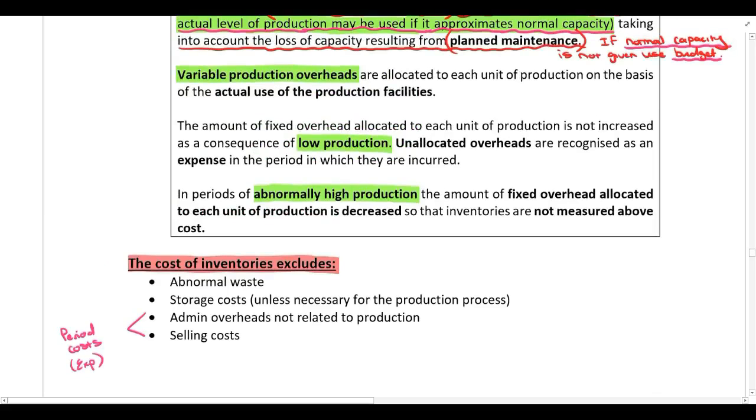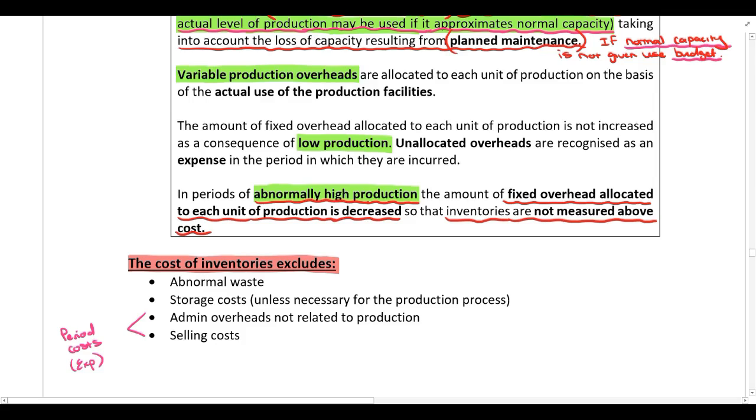I left this out and I said I was going to come back to this. We are told that in periods of abnormally high production, the amount of fixed overheads allocated to each unit of production is decreased so that inventories are not measured above cost. So this is what IAS 2 is telling us.